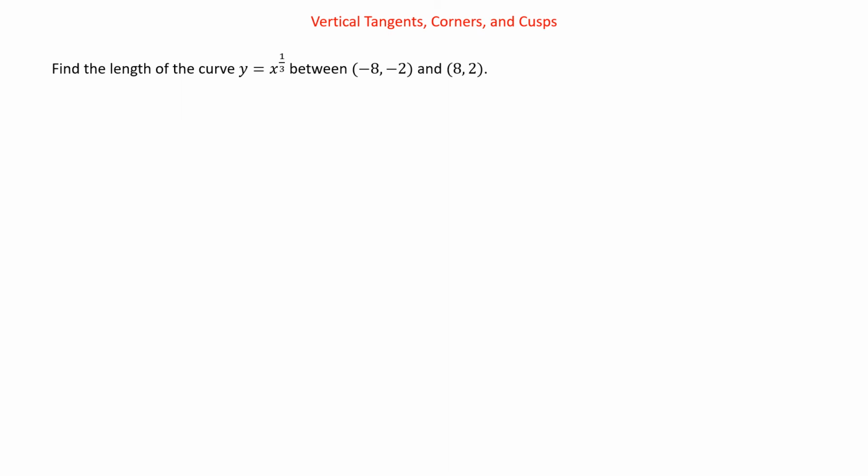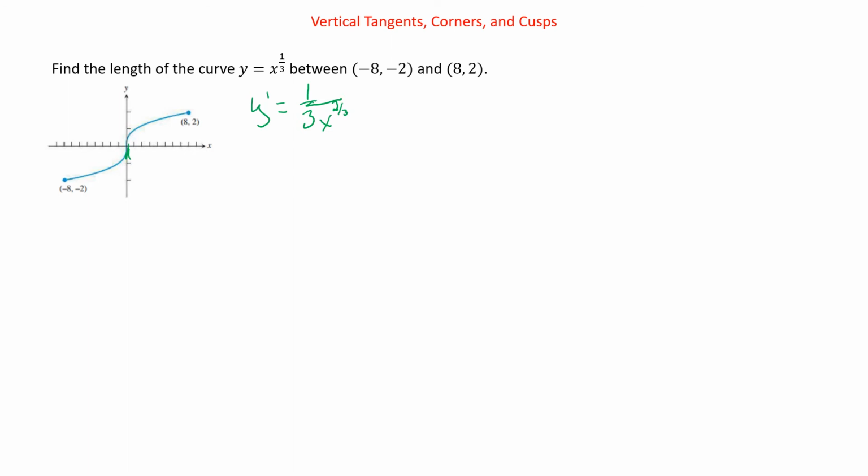What else can happen? So find the length of the curve of y equals x to the 1/3 between -8, -2 and 8, 2. So this one seems way more straightforward. However, if we graph this, we get something that looks like that. And the derivative right here is vertical, right? Y prime is going to be 1/3 times x to the -2/3, or 1 over 3x to the 2/3. So this does not exist when x equals 0.